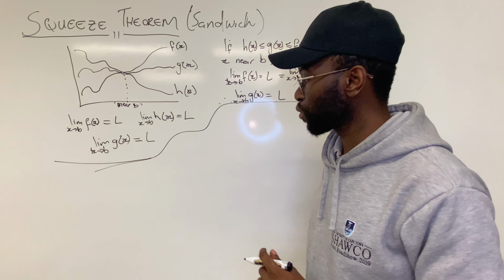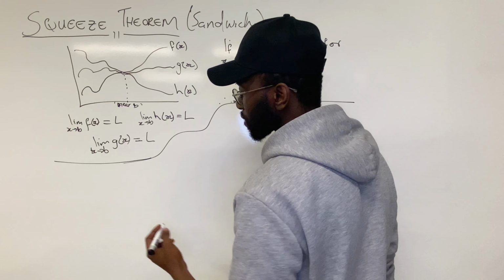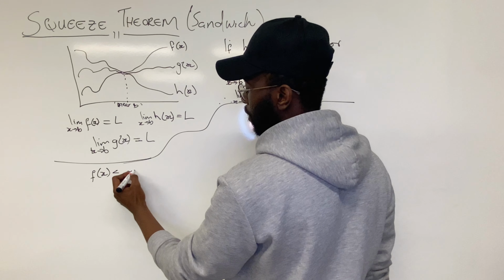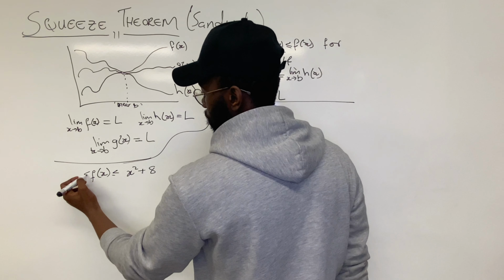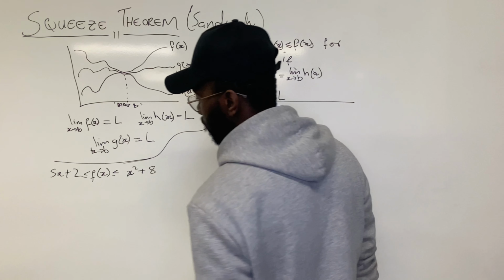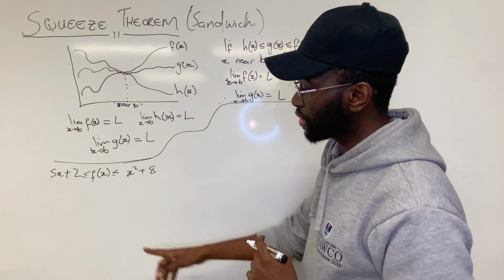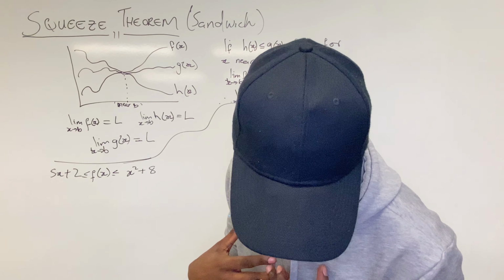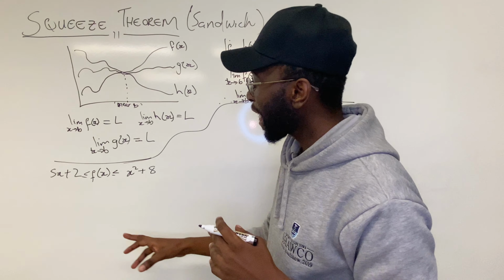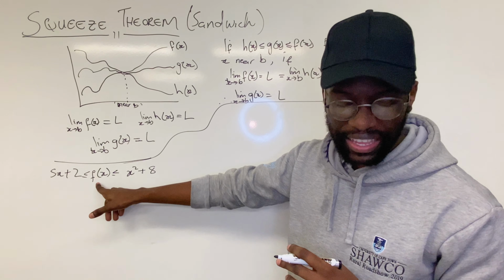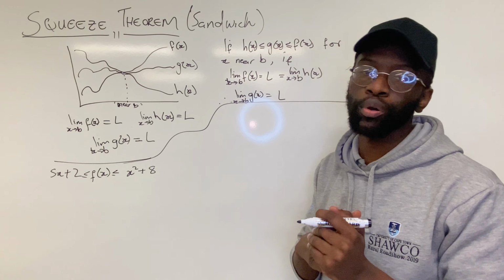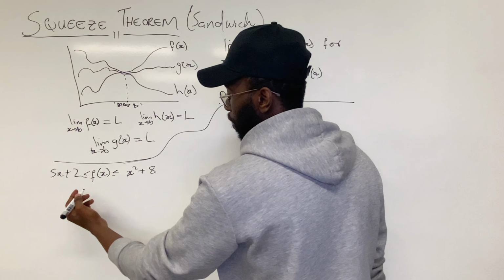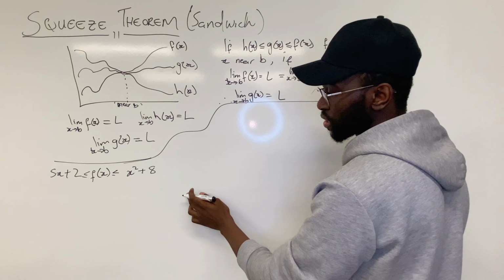Let's take a couple of examples. Let's say that you have a function f at x that is between x squared plus 8 and 5x plus 2, and you want to find the limit of this function as x approaches a point, let's say x equal to 3. Now, you will want to find the limit of every function.